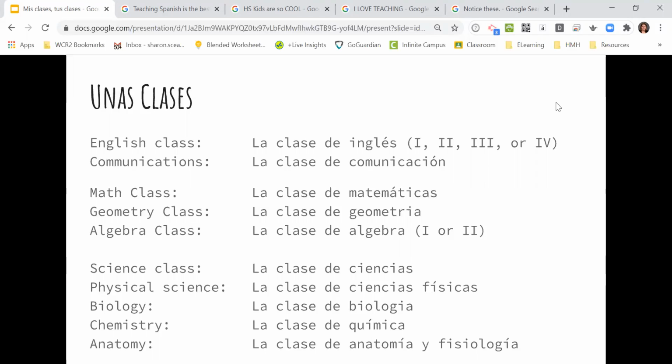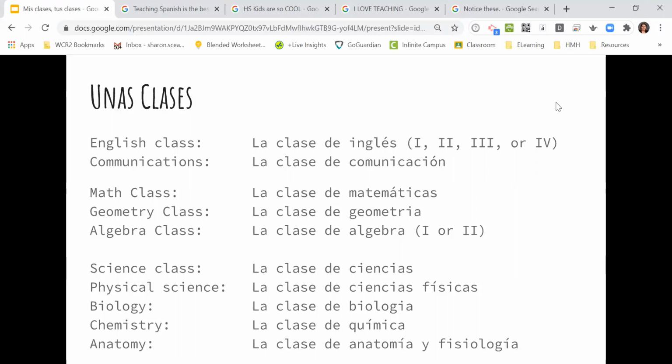Right, here are some math classes. La clase de matemáticas is just math class. La clase de geometría, be geometry class. La clase de algebra would be algebra class. La clase de algebra uno, or la clase de algebra dos.